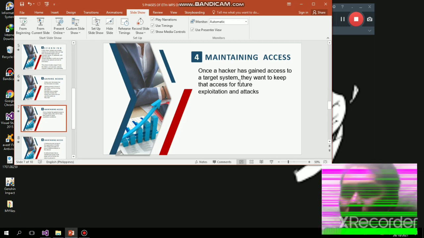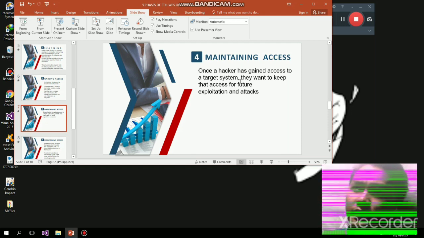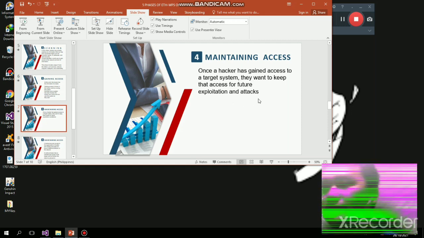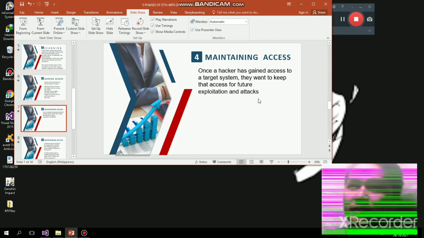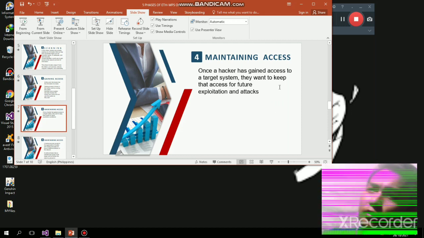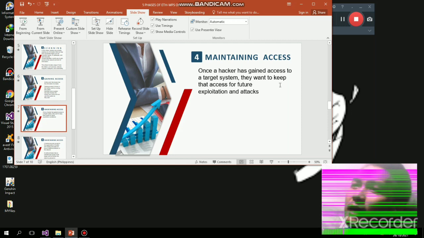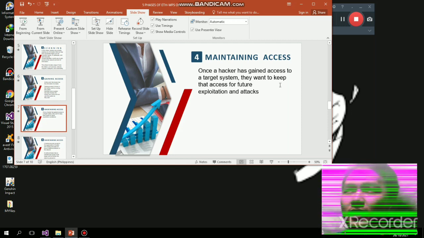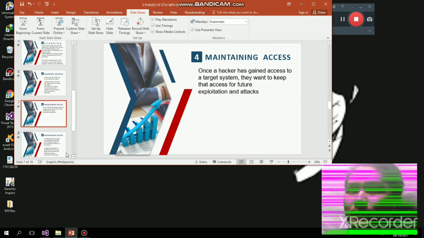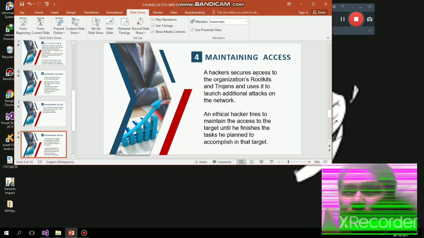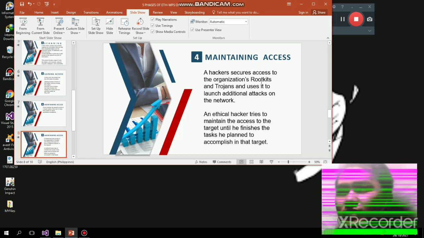So the fourth phase is maintaining access. Once a hacker gains access to a target system, they want to keep that access for future exploitation and attack. So of course, once you access that system, you also have to maintain your access. There are ways to maintain your access. Pwede ka mag install such applications or mga malware applications nga mag-disguise as an application para dili mahalata. In this way you maintain access in the system.